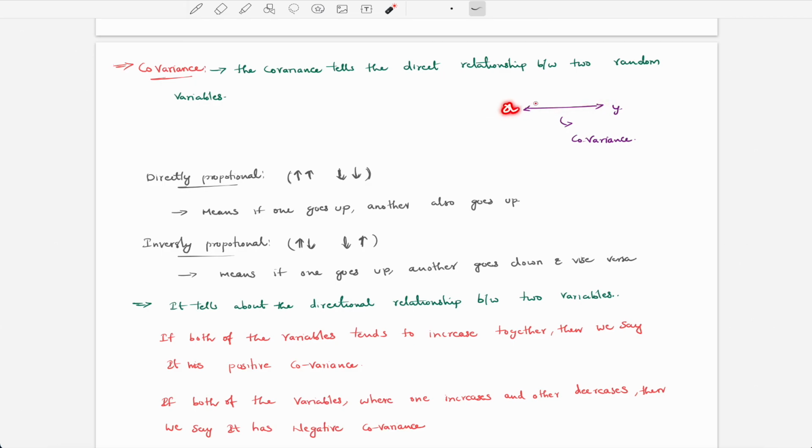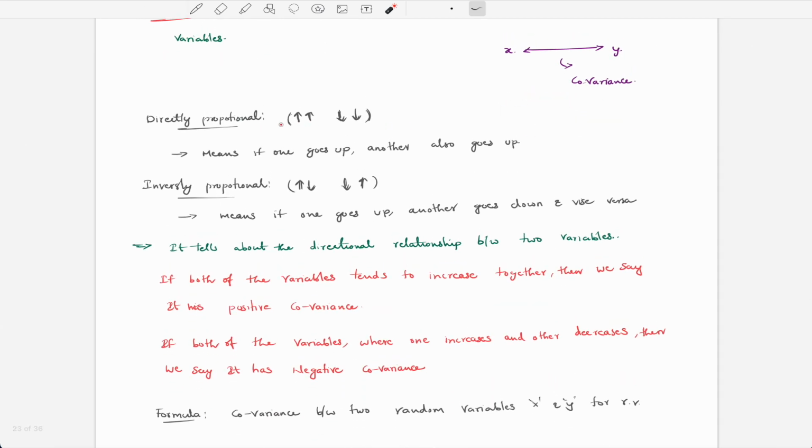It tells the direct relationship between the two variables, which are x and y here, right? How does it tell that relationship? There are two kinds of relationship: directly proportional and inversely proportional. What do you mean by directly proportional? It means that if we have the same direction, either up or down, we simply call it directly proportional. If one goes up, the other also goes up. If one goes down, the other also goes down.